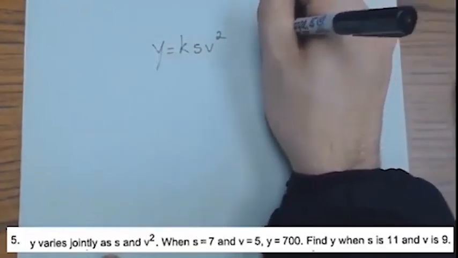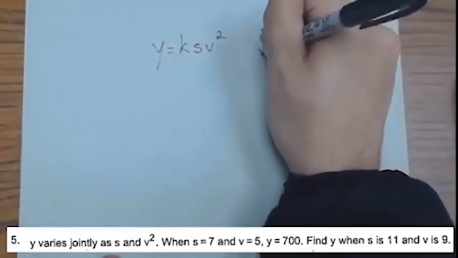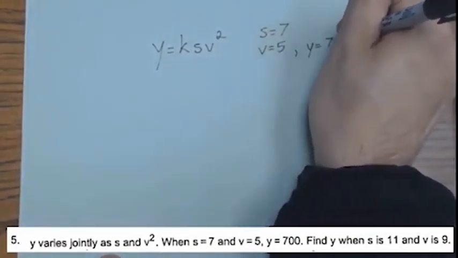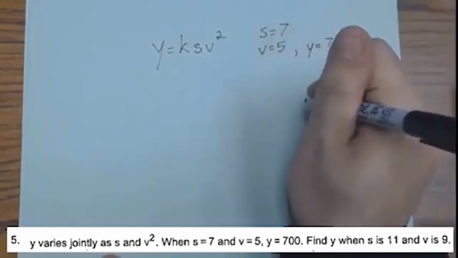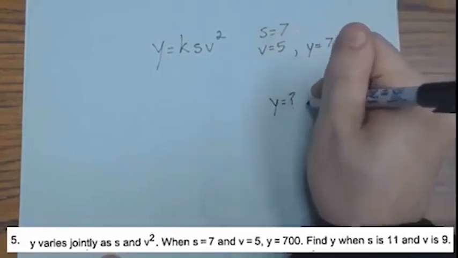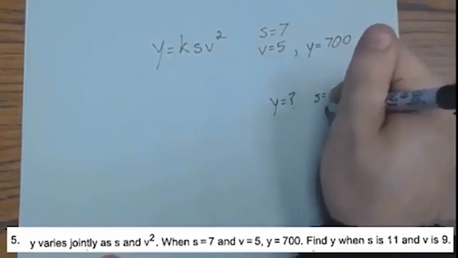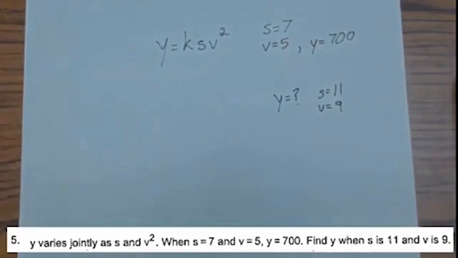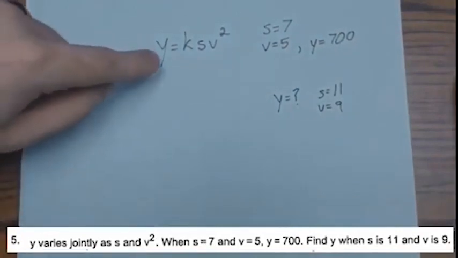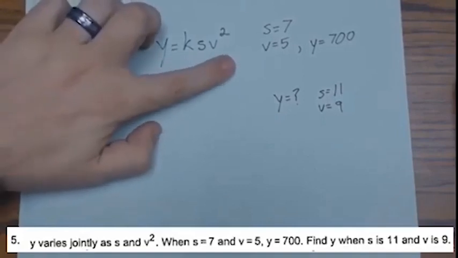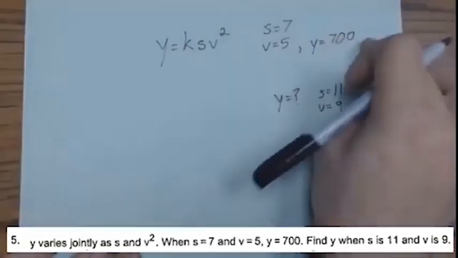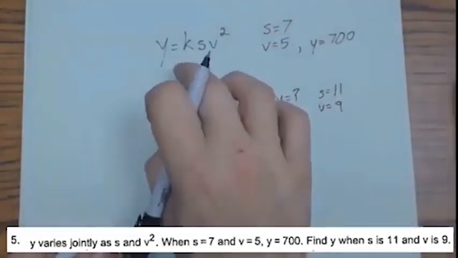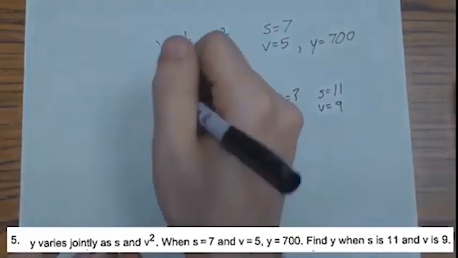So the numbers they give us: when s equals 7 and v equals 5, y equals 700. We're going to want to find y when s is 11 and v is 9. For joint variation problems, they have to give us more information, because if we're looking for one thing, they need to give us everything else. First, we use all 3 points they give us, the data values, to plug in and solve for k.